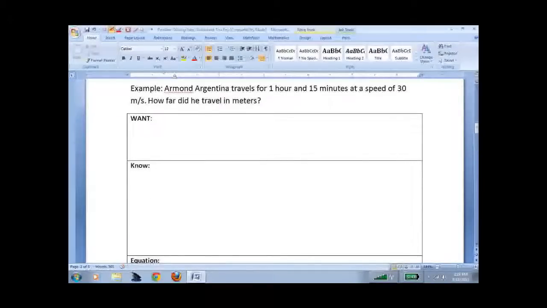Armand, Argentina travels 1 hour and 15 minutes at 30 meters per second. How far did he travel in meters? I love these names. So what do we want? We want distance, which is d. We want it in meters. That's in the question, so you really have to read the question.